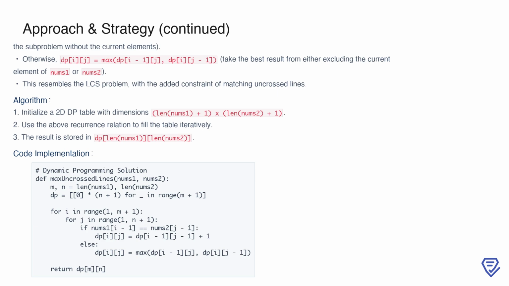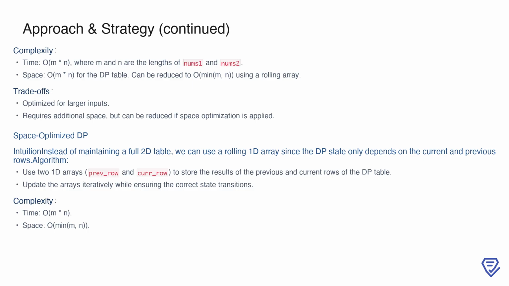The value at dp[len(nums1)][len(nums2)] gives the final result. This approach efficiently captures the non-crossing constraint and enables us to handle larger inputs with ease. The dynamic programming solution has a time complexity of O(m*n), where m and n are the lengths of nums1 and nums2. This is because we compute the value of each cell in the dp table exactly once.